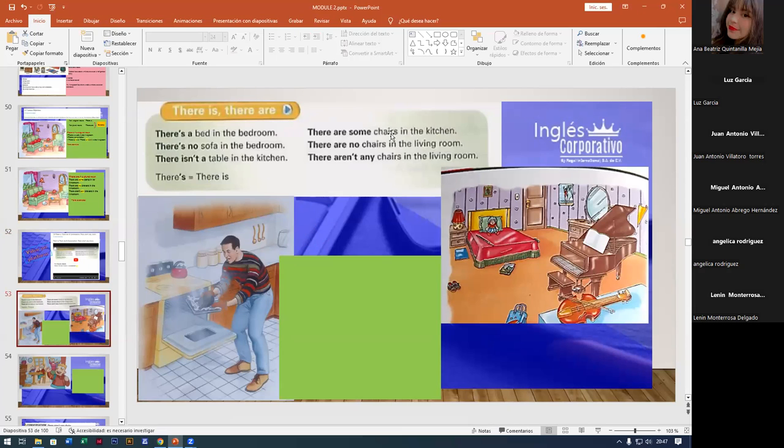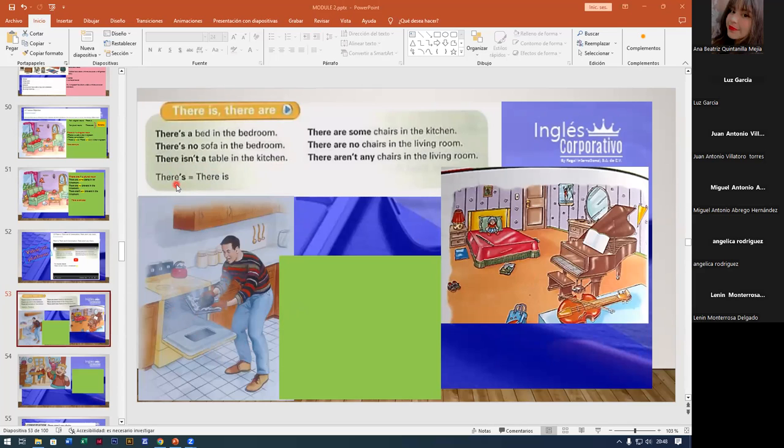All right, now that we watched it, we can have more practice here. As it explained there, it has these examples. There is, there are. There's a bed in the bedroom. Well, for example, in this picture, there's a bed. There's no sofa in the bedroom. Let's observe here, there's no sofa. This is one of the forms of negative, but also we have another form. There isn't a table in the kitchen. Well, we have a kitchen here and we see no table here.